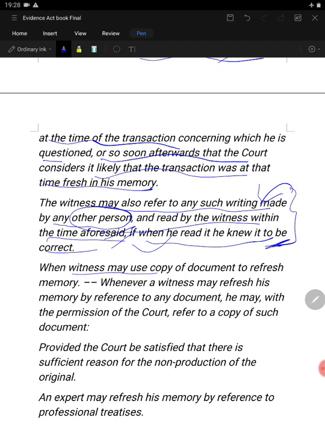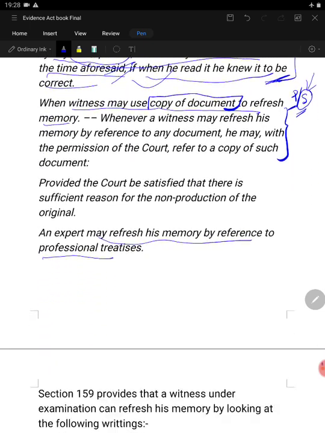Or the witness may use a copy of a document to refresh memory. So in this case, if a copy of a document is to be used for refreshing memory, then that may be the primary document or secondary document. But if a secondary document is being given, then the court has to be satisfied as to why the primary document is not being produced. An expert may refresh his memory by reference to a professional treatise.